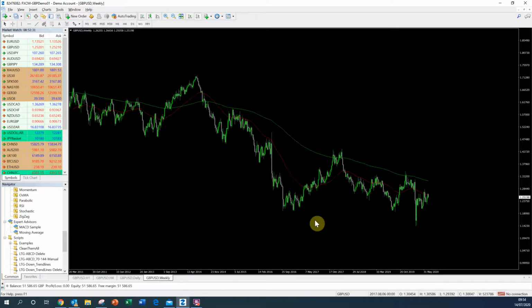I always start off with the weekly. Always start off with your higher time frames, because overall they determine where the lower time frames are going to go at the end of the day.